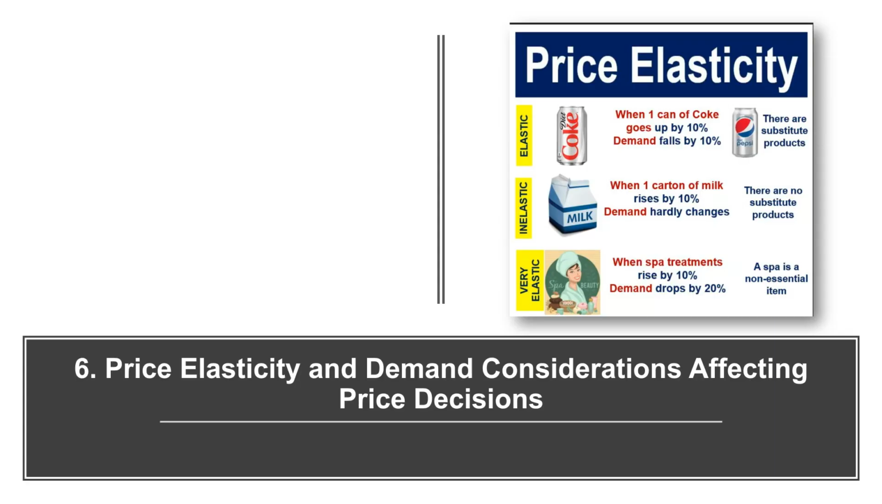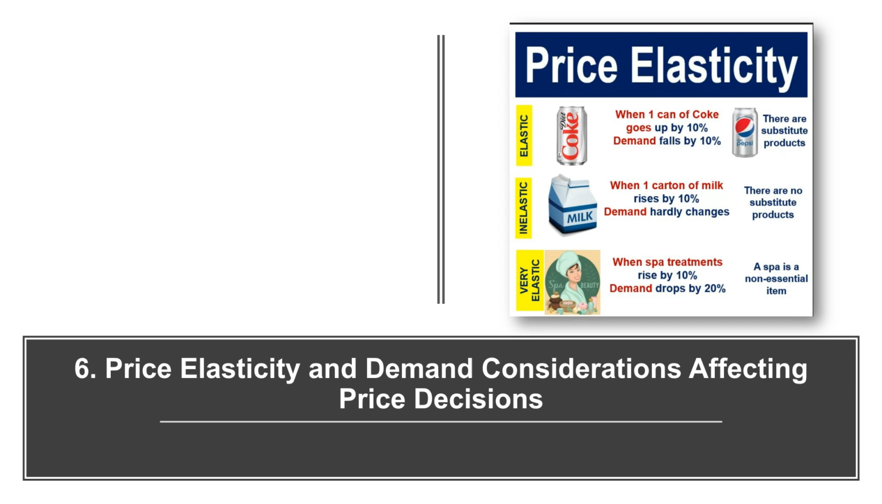And then there's price elasticity in making these pricing decisions. When something is elastic, it means that if you price your product high or low, that it really goes up and down based off of if you're going to make it high or low. So Coke, for example, when I buy one can of Coke and it goes up by 10%, demand will fall by 10%. So it's almost exactly the same. And why is that? Because there's many substitutes for Coke.